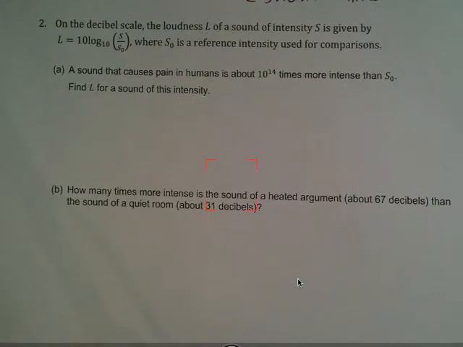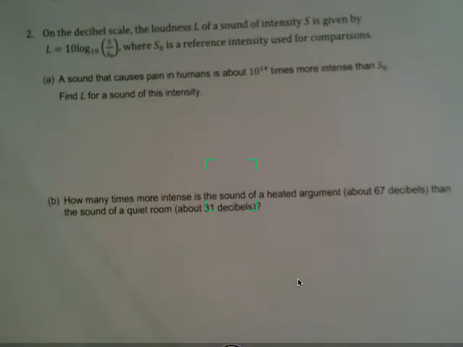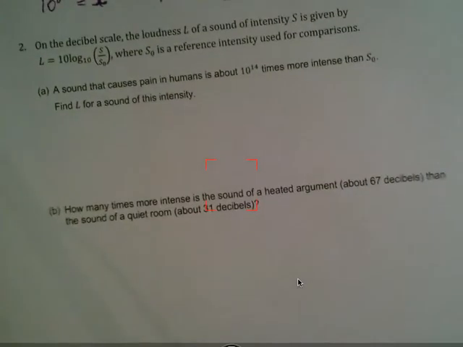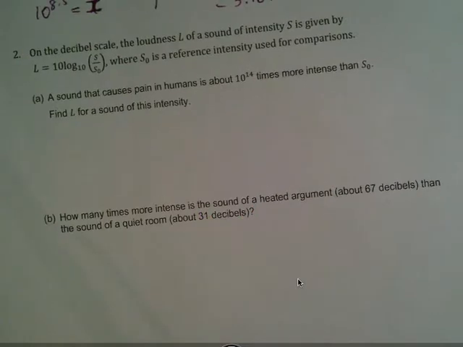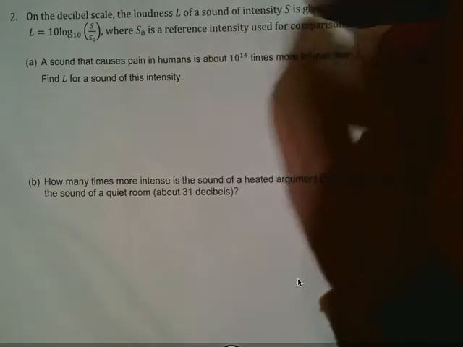So the Richter scale measures the magnitude of earthquakes. So that's a logarithmic to the base 10 scale. And here is another logarithmic to the base 10 scale. It's the decibel scale. Now, on the decibel scale, the loudness of a sound, intensity S, is given by this equation. L equals 10 times log to the base 10 of S over S sub 0, where again, S sub 0 is a reference intensity.